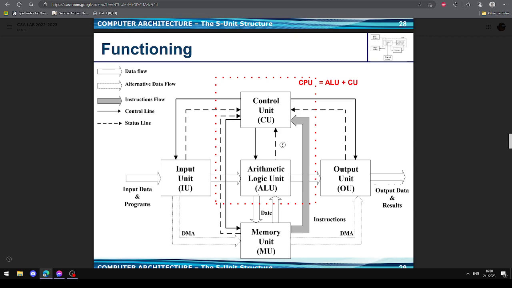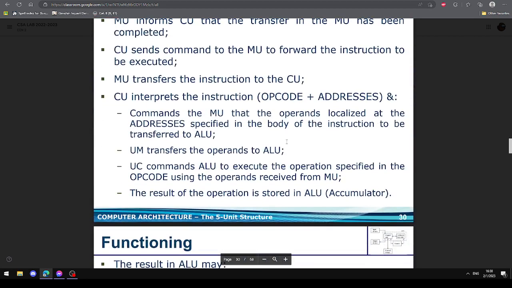ALU is the arithmetic logic unit. Memory unit transfers the operands to arithmetic logic unit. Control unit commands arithmetic logic unit to execute the operation specified in the opcode using the operands received from memory unit. The result of the operation is stored in arithmetic logic unit.